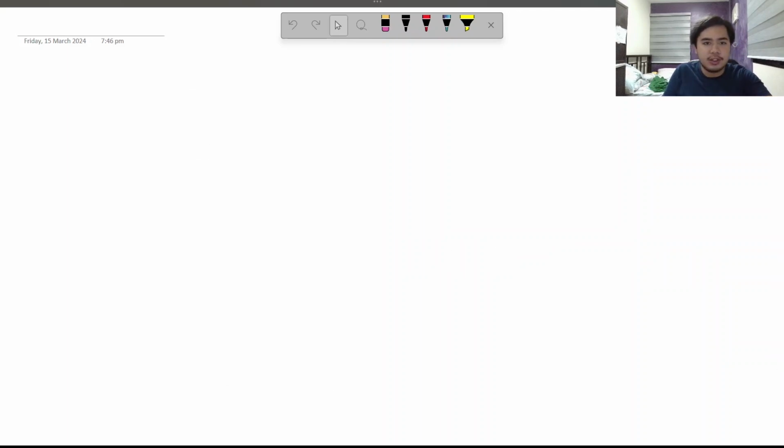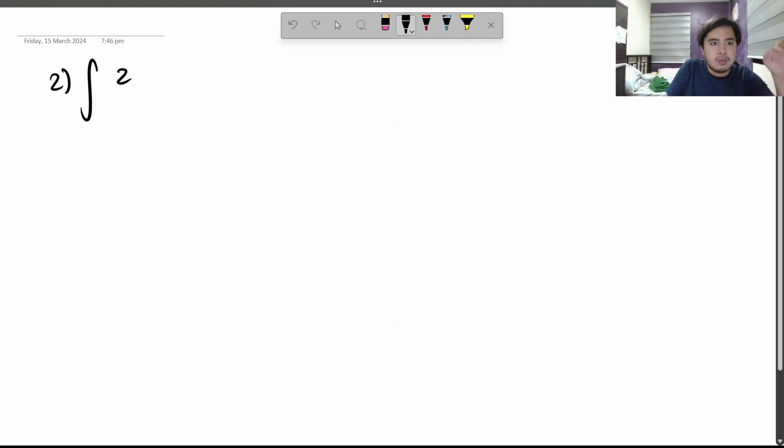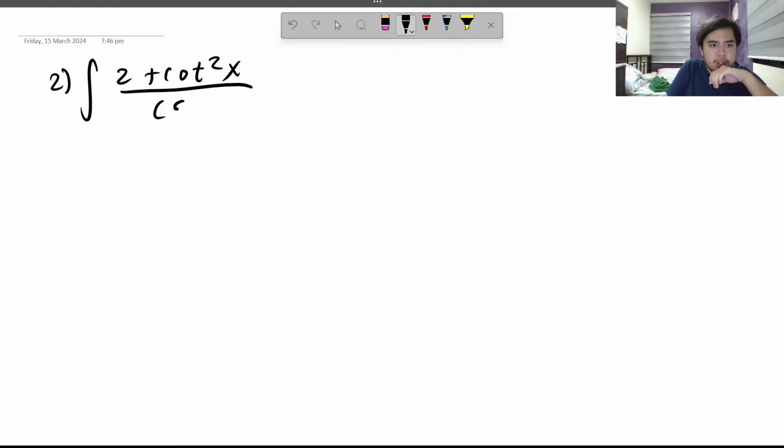Alright, next question. 2 plus cotangent squared x over cosecant squared x dx. Those are two things that love each other, cotangent and cosecant. So you can actually do that thing.